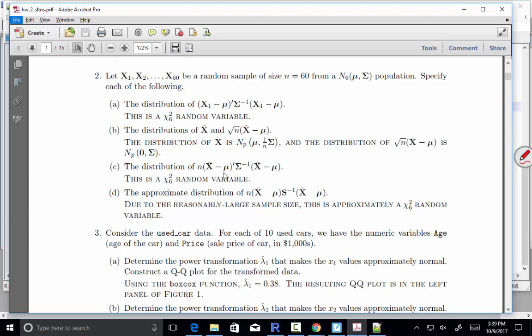Now, part C is exactly like part A, in that in part A, x1 was multivariate normal with mean mu, covariance sigma. In part C, x bar is multivariate normal with mean mu and covariance sigma over n. So this is again just a quadratic form with a multivariate normal, chi-square. Part D is a large sample size result.